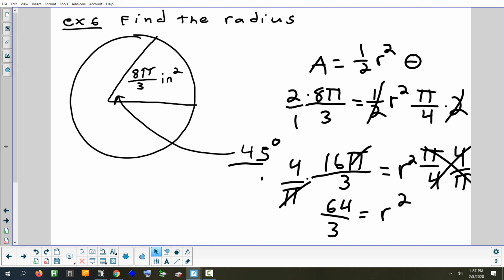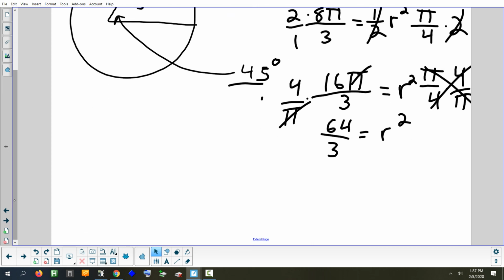Now, almost have our radius, but right now we have our radius squared. We just want radius. So what do you do in math when you want to undo squaring? Square root. So we're going to take the square root of what's on the right. And the way you square root a fraction is you just square root the top and the bottom separately. That's how you square root a fraction.